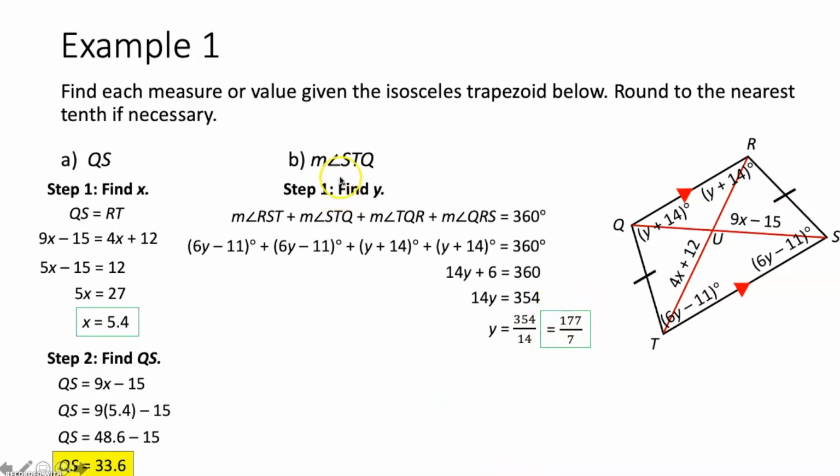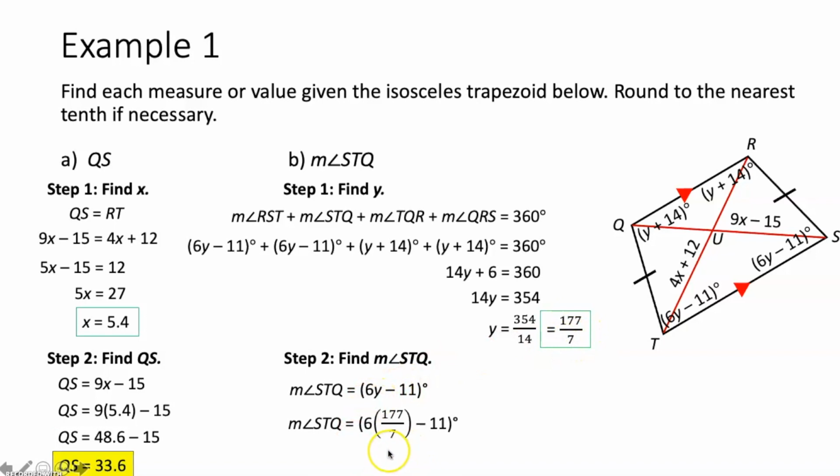So here, I'm going to take the measure of angle STQ, which we said earlier was 6y minus 11. I then take the y value that I found, which is 177 over 7, plug that in for y here, and I can simplify. 6 times 177 over 7 minus 11 is going to give me approximately 140.7 degrees. Notice here is where I rounded to the nearest tenth, the very end.